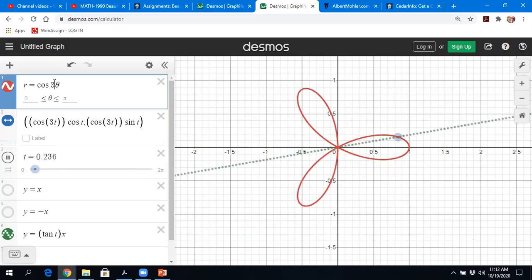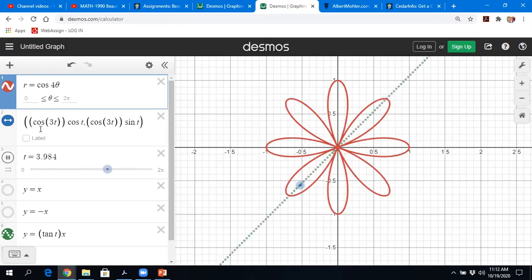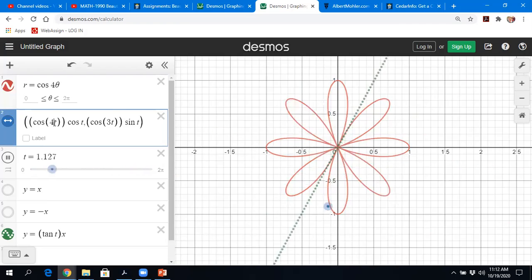What do you think it's going to happen if I have cosine of 4 theta? Okay. Whoa, that's cool. Check that out. Okay, cosine of 4, cosine of 4. See this? Now, here we go. Look at that. That's pretty cool, right? Wow. You could just stare at that for like 40 minutes, right?